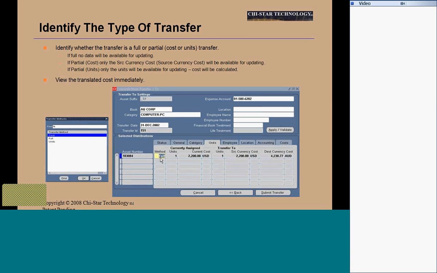If I change this method to units, the unit is what becomes available for me to update. Just like a retirement and the requirements of the retirement, you can only transfer a whole unit. I can't transfer 0.25 of a unit. In that case, I would go to the cost and transfer in a value. So real time, you're going to see what the new value of this asset is in the new currency.